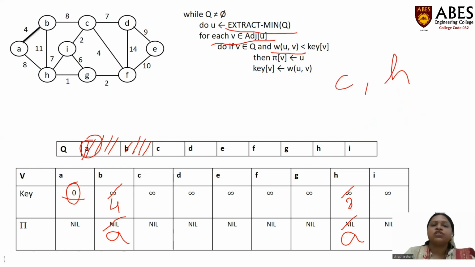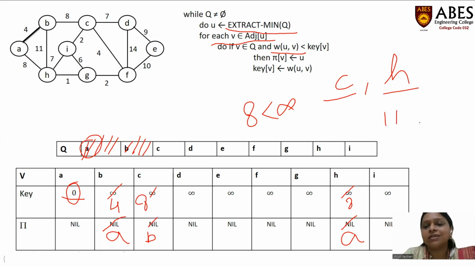Now again check the condition for this one. C is also part of your capital Q, and the weight of your edge from B to C is 8. The existing value of C is infinity. So the conditions are true. Update this: the parent of C will become B and the key value will become 8. Now we'll consider again H. H is part of your capital Q, and the weight of B to H is 11, and the existing weight of H is 8. This condition is not true, so no need to update this.